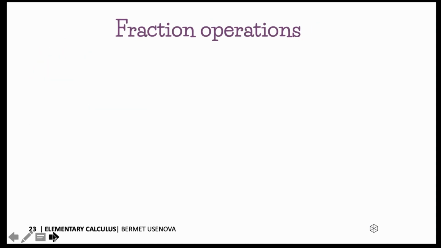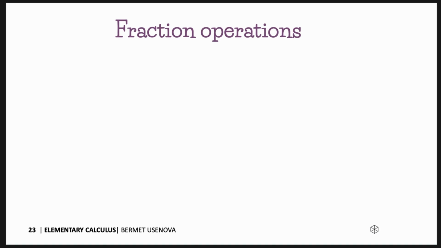Let's revise the fraction operations. So two fractions can be added or subtracted easily if they have the same denominator. For example, let's say 1/4 plus 2/4. And in this case, the numerator will be just the sum or difference. In this case, the sum, which is 3/4.